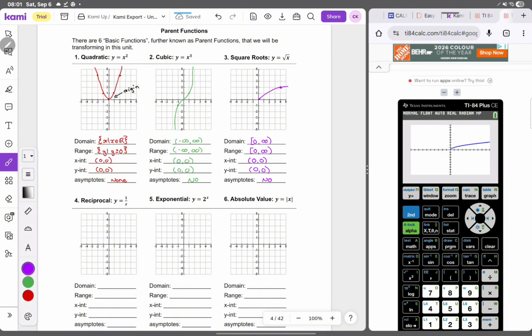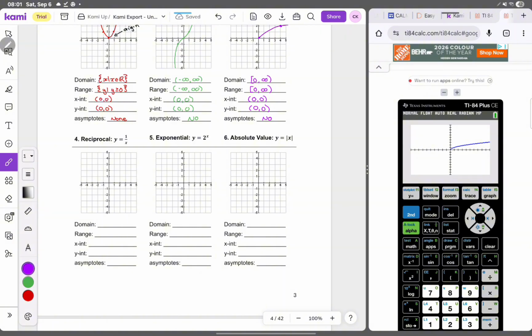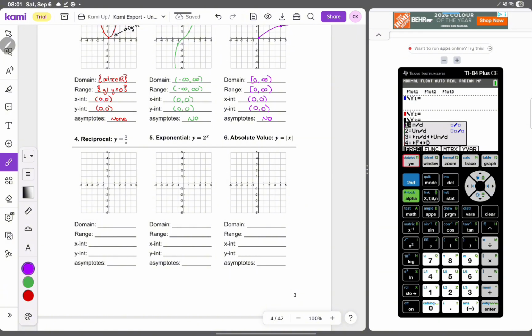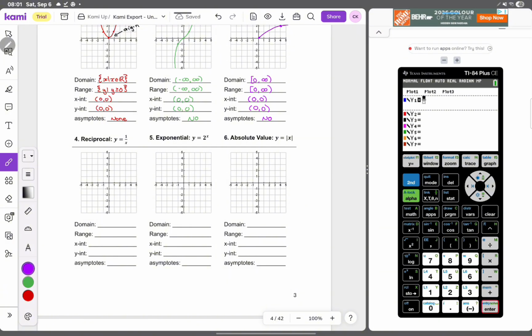Alright, so our other parent functions, we're a little less familiar with. The first three we've kind of worked with before. So our reciprocal function, we're going to get our hyperbola. So let's get our fraction. We're going to have 1 over x. And there we go. So we do have points here at negative 1, negative 1 and 1, 1. And we have this kind of C shape here, or L shape, whatever you want to say.